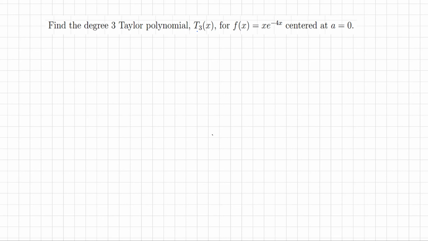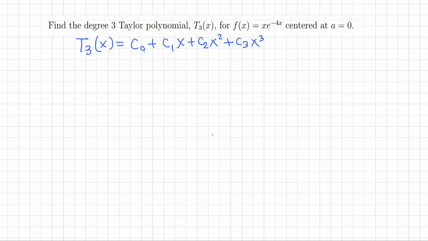Polynomial which is denoted by T3(x) for this function, x times e raised to negative 4x, centered at a equals 0. So the formula for the degree 3 Taylor polynomial would be the constant, the very first one, c0, then c1 (x minus a), but a is 0, the center is 0, so c1 x plus c2 x squared, so degree 3 means we go up to cube, right, c3 x cubed.